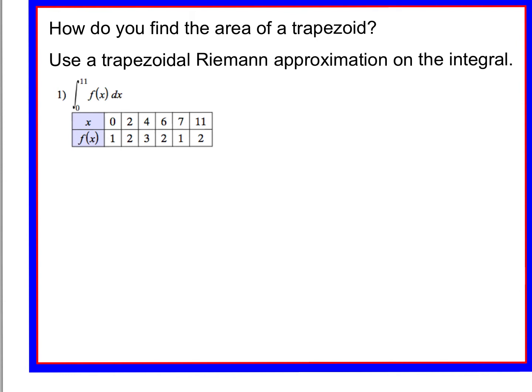1/2, not quite, our base 1 plus base 2. 1/2 our height times base 1 plus base 2. Now, if you had me for geometry, I always told you to do your height times the average of your bases. All right? Because that's truly what makes sense on that problem.